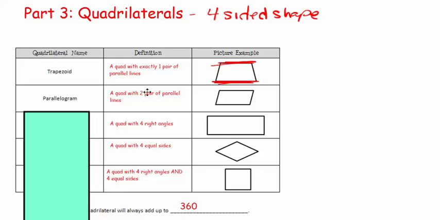All right, the next one is a parallelogram. It has 2 pairs of parallel lines. This one is parallel with this one, but this one is also parallel with this one. Okay? 2 pairs of parallel lines. All right, the next one, a rectangle, is also a parallelogram.